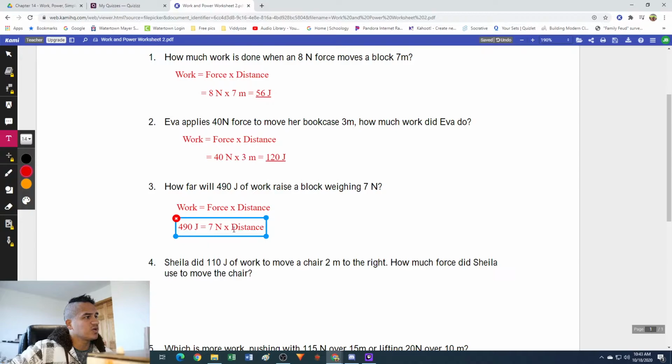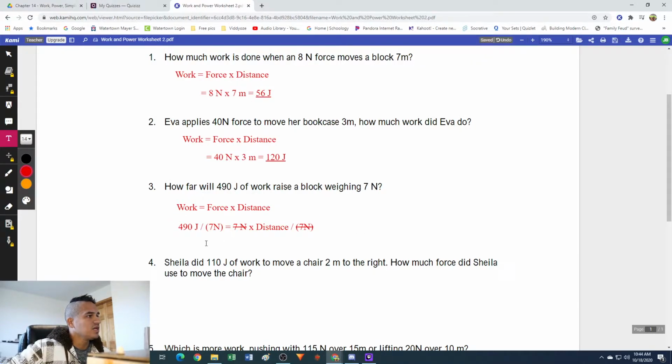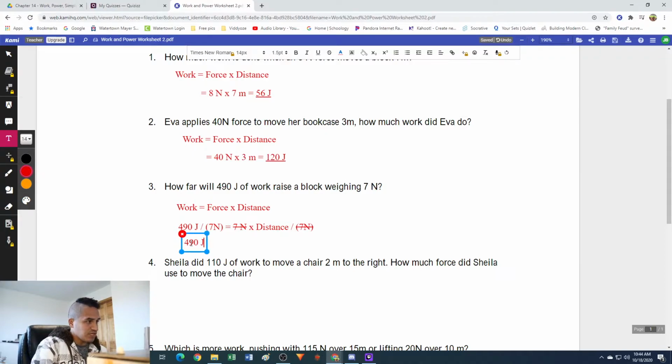So remember how this is going to work. In order to get the variable distance by itself, right now it's being multiplied by 7 newtons. So we need to get rid of this multiplication on the right side. To do that, we need to do the opposite of multiplication, which is division. So we are going to divide this whole side by 7 newtons. And if we do that, that will cancel out this 7 newtons with this 7 newtons that we just wrote. Now, if we do that to the right, we also have to do it to the left. So we're going to divide this side also by 7 newtons, okay? So we do that, basically we're going to have 490 joules divided by 7 newtons is equal to distance.